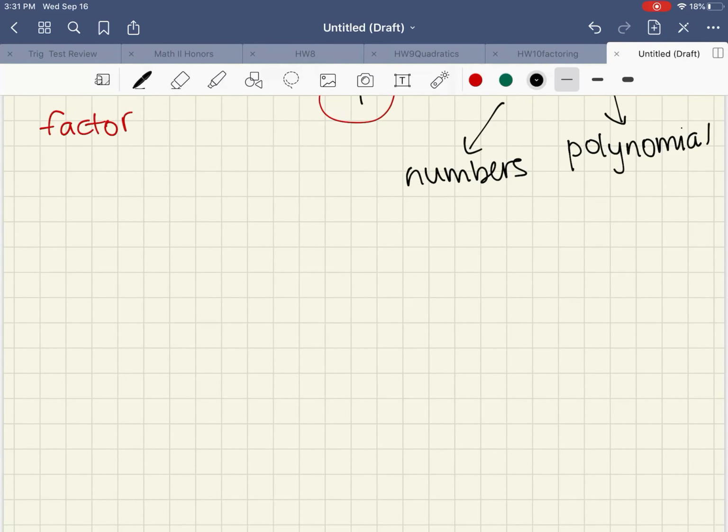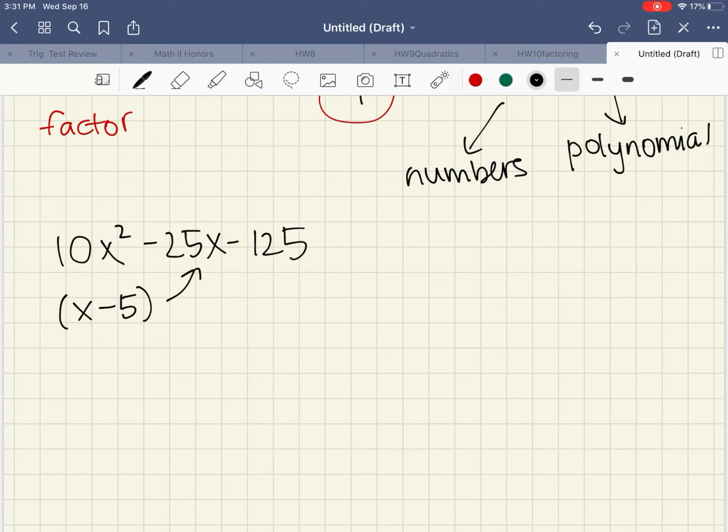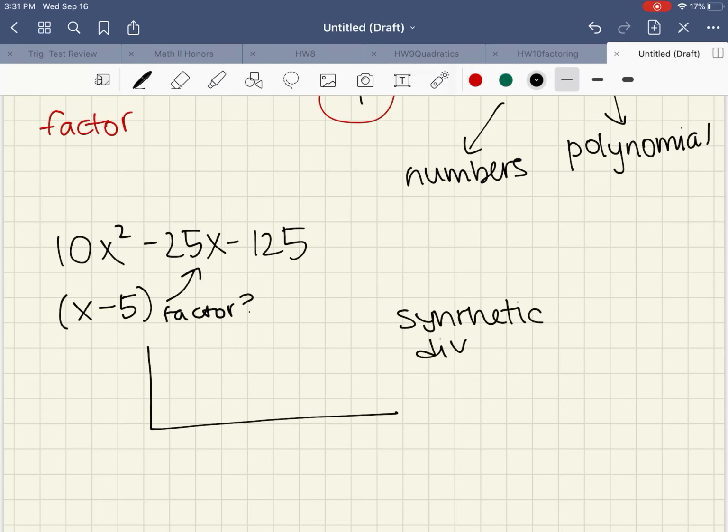Take, for example, 10x squared minus 25x minus 125. Let's say I want to find out if x minus 5 is a factor of this. I'm going to use synthetic division, that upside down bar, to find out if it is indeed a factor. If you need a reminder of synthetic division, go ahead and watch the other video I made about synthetic division. We set it up by putting the opposite, so this becomes 5, and then inside we just put the coefficients.